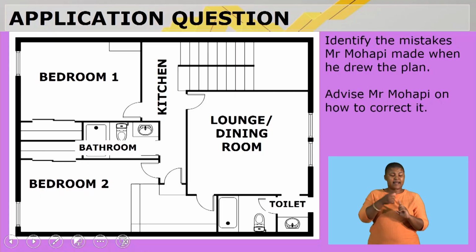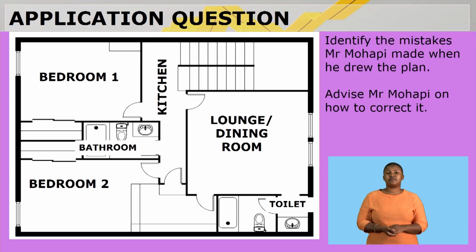Welcome back. Let's look at some application questions. Identify the mistakes Mr. Muhapi made when he drew this plan and advise Mr. Muhapi on how to correct it. So Mr. Muhapi designed his own house, but he made some mistakes. Let's go and look at the floor plan.